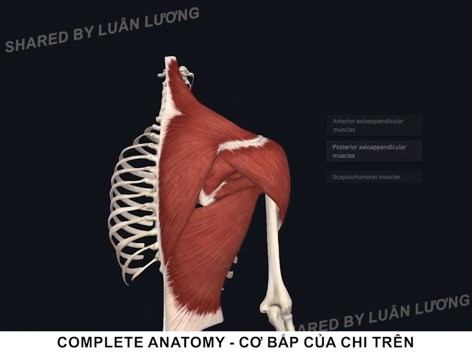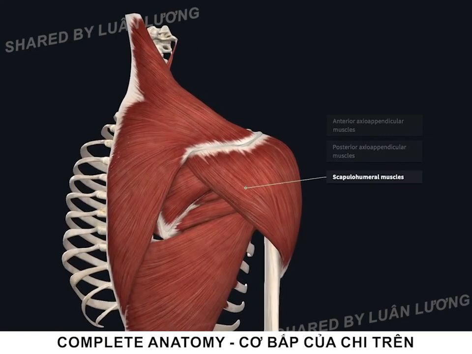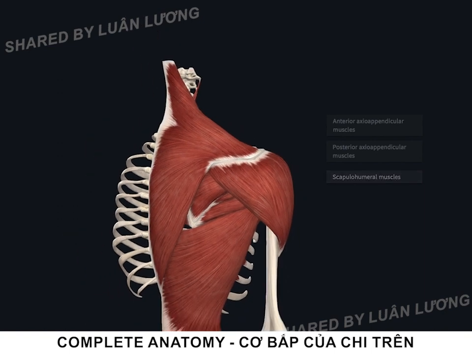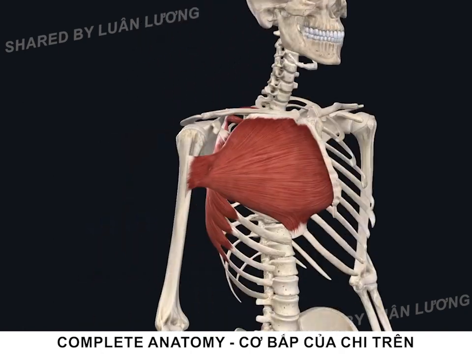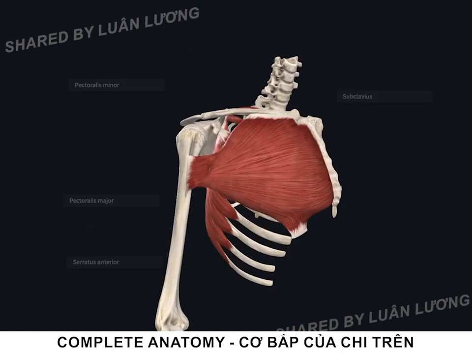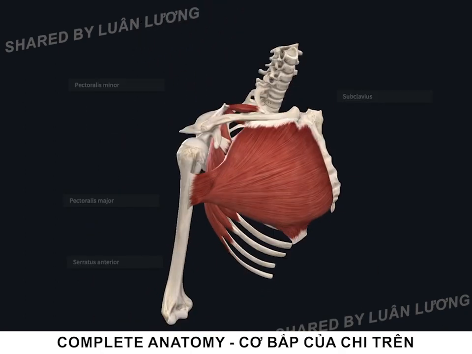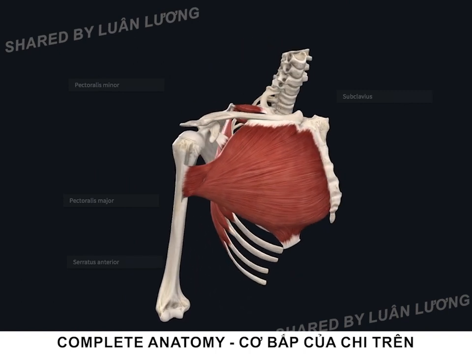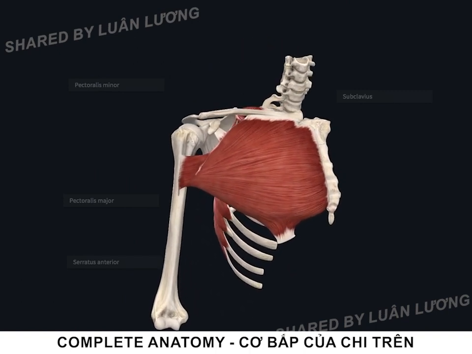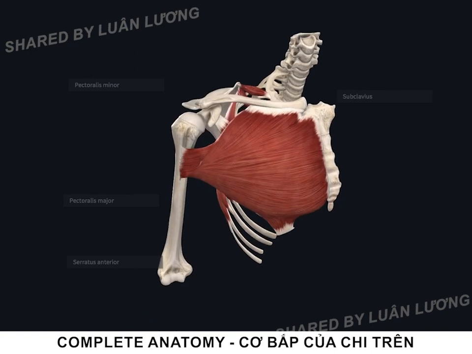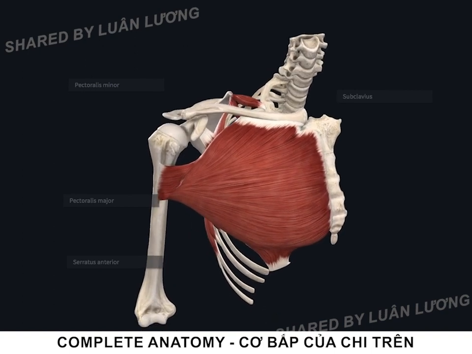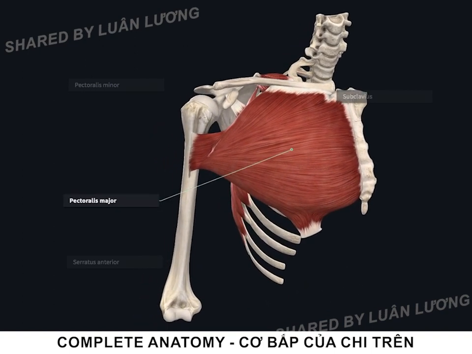Now, the third group is going to be the scapulohumeral muscles, which, as their name implies, would begin on the scapula and end on the humerus. Let's now take a closer look at these three groups of muscles individually. The first group, the anterior axio-appendicular muscles, is a group of four different muscles. The largest and most superficial and prominent of these is the pectoralis major.